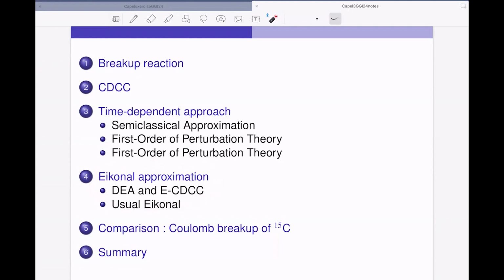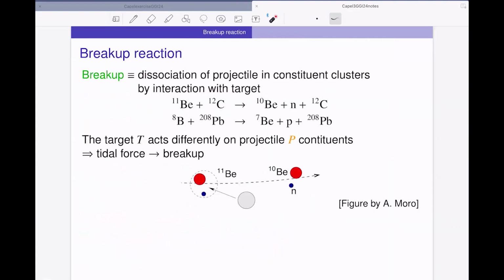I will illustrate the three different methods in a comparison for the Coulomb breakup of carbon 15, another one neutron halo nucleus. So we'll see how they compare to each other, what their strengths are and what their weaknesses are in each of the cases.